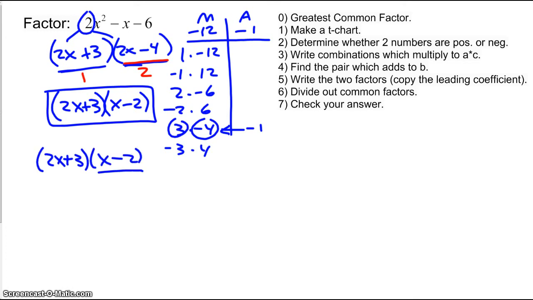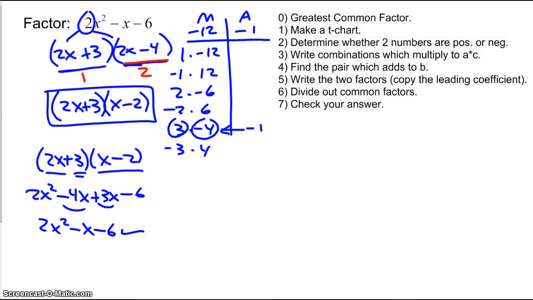So everything in here multiplied by 2x first is 2x squared minus 4x, and then everything multiplied by the 3 would be positive 3x minus 6. Combining like terms, 2x squared minus 1x minus 6. And that is the original expression, so that is factored correctly.